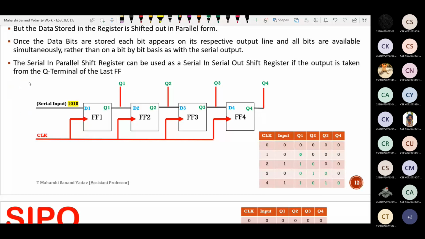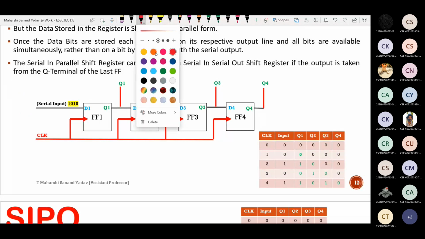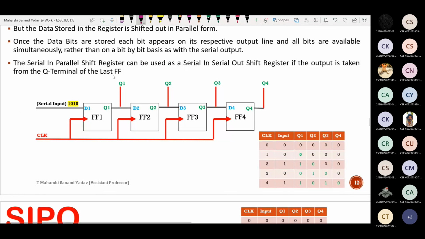Now can anyone explain this by applying the inputs? Apply inputs and tell me what will happen. Initially the content is 0. Before the application of the clock, initially the content is 0. Now when the first clock pulse is applied, will the LSB enter or the MSB? Least significant bit or most significant bit? LSB. The least significant bit will enter. So D1 is equal to 0. When D1 is 0, Q1 will also be 0. So after the first clock pulse, the content is again 0, 0, 0, 0.